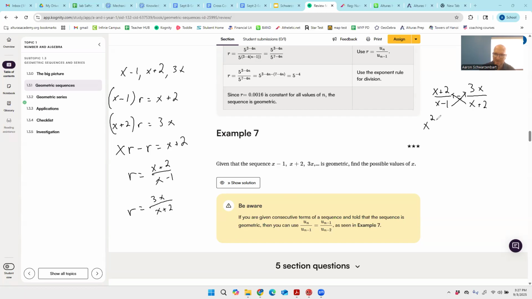x plus 2 times x plus 2 is x squared plus 4x plus 4 equals 3x times x minus 1. I have to distribute: 3x squared minus 3x. I'll set it equal to 0. I'm going to move everything to the right. Yes, I'm doing that to both sides. I just don't feel like writing it on both sides. 2x squared minus 7x minus 4.